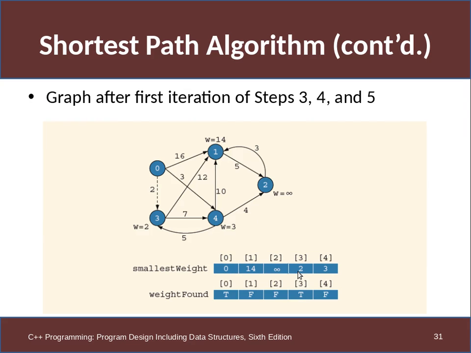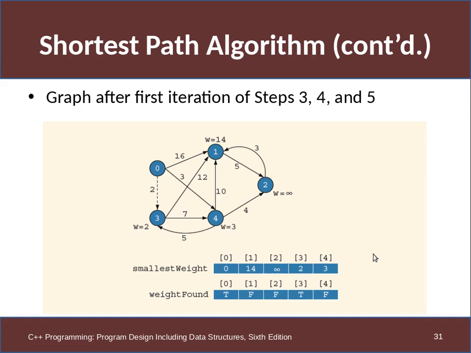And what do we do? Well, we go to 3, and then we update the values in this array with the new weight to get there. Well, it took 2 from 0 to 3, but from 3 to 1 takes 12. So 2 plus 12 is 14, which is less than the 16 that was there. So we update 1 from 16 to 14. We can't get to 2. We evaluate 4. We can go from 3 to 4 with weight 7, which would actually be 2 plus 7 is 9. But 3 is already there, so we don't update it. We leave it at 3. All right? Cool. Now we repeat.